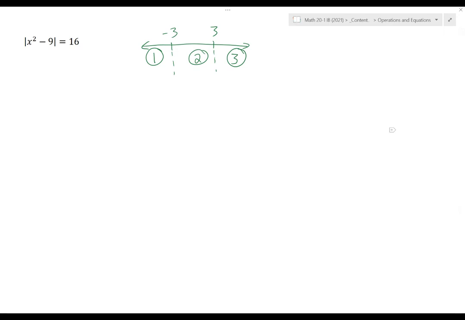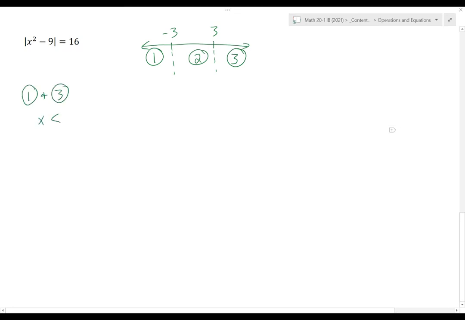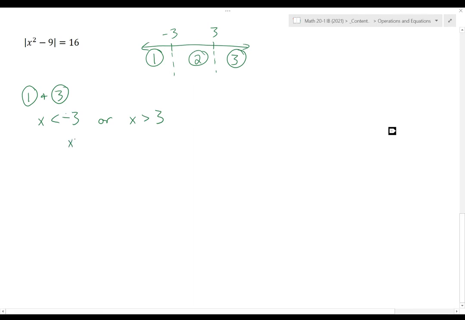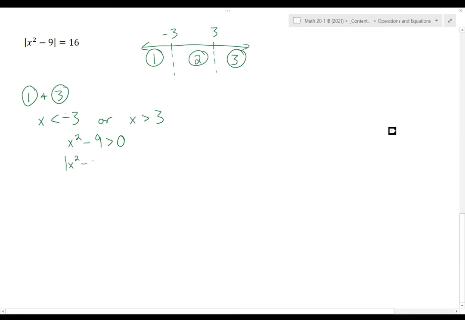So if I think of 1 and 3, if I take a number that is less than -3 or greater than 3, in either case, I end up with x squared minus 9 being greater than 0. So for example, -4 squared would give me 16, minus 9 is a positive number, but positive 4 squared also gives me 16. So because of that symmetry of quadratics, the outside intervals will be the same. So x squared minus 9 is greater than 0 in both of these intervals, which means that the absolute value of x squared minus 9 equals simply x squared minus 9.